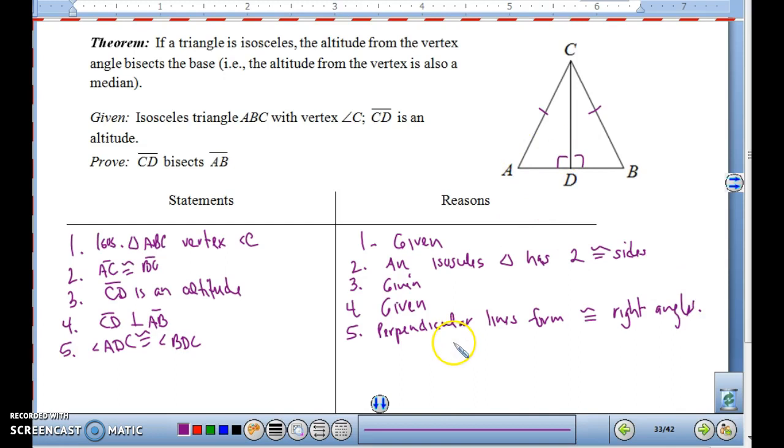Now, I have to decide how I want to prove the triangles are congruent. These are right triangles, so we could either use hypotenuse leg, or if we have a side and an angle, probably angle side. So we have to decide which we want to use. Let's use hypotenuse leg just for practice, because this is a right triangle. So I want to say triangles ADC and BDC are right triangles, because right triangles have a right angle.